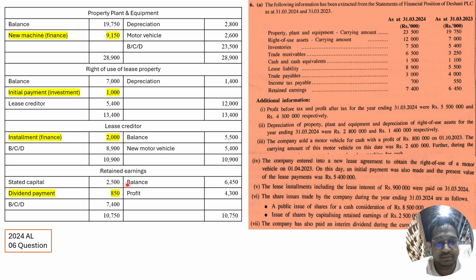And from the retained earnings, you have to find out the interim dividend payment. Opening balance and closing balance is given, and the profit after tax you have to credit to the retained earnings. And then they capitalize 2,500 from the retained earnings, then the dividend payment is 850. And that should be mentioned in financing activities as a cash outflow.